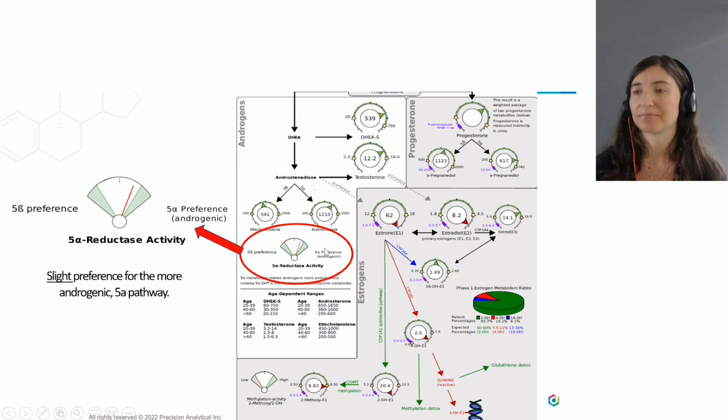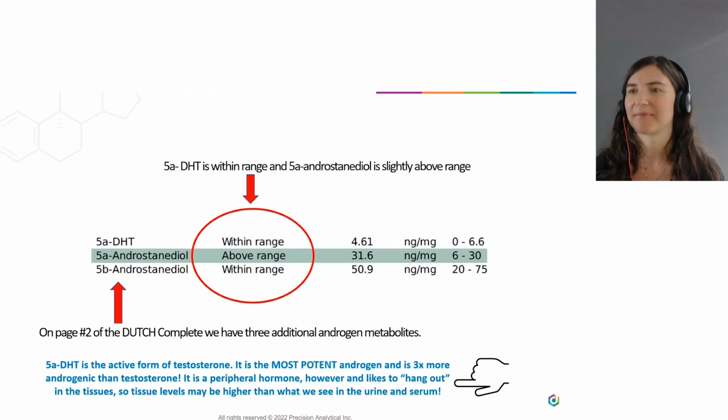And in PCOS, in the research, we see that women with PCOS tend to favor the 5-alpha pathway. It's probably because inflammation, stress, and blood sugar dysregulation tend to push the 5-alpha pathway.